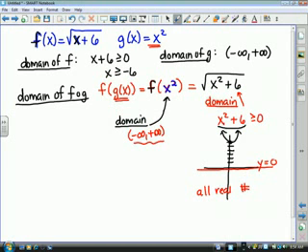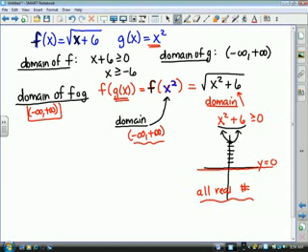So look at what you got. All real numbers, right? So the domain of f of g is all real numbers. See, you're not always going to have something like that first problem I did. The first problem is the special case. A lot of times you're going to have this right here, end up the same answer. Sometimes they don't.